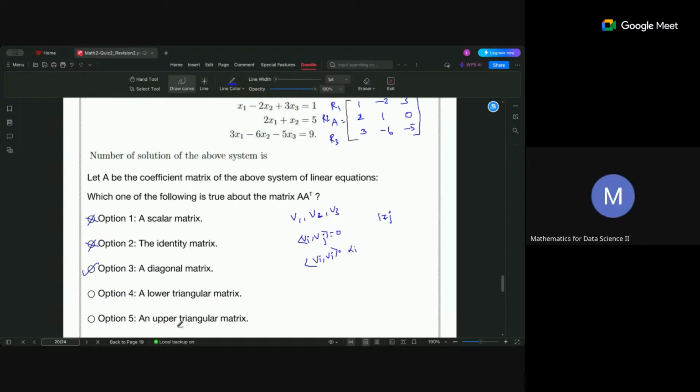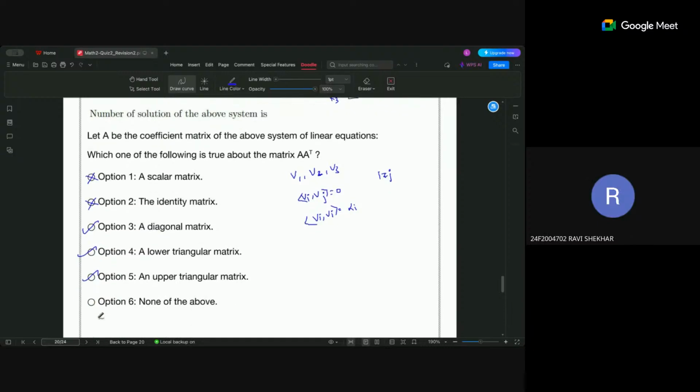So is it a lower triangular matrix? Since it has to be a diagonal matrix, both options apply. Okay, fine. Yes, ma'am.